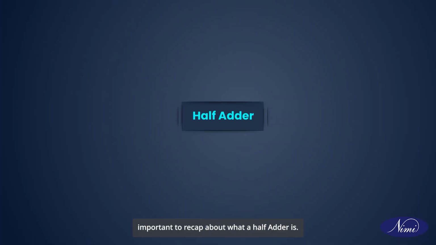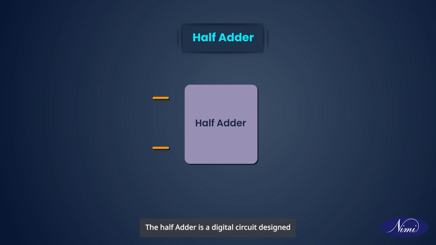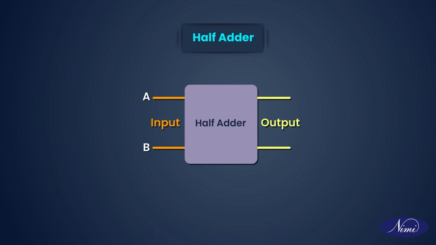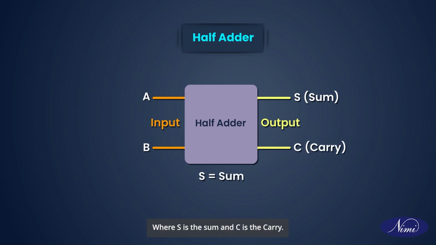It is also important to recap what a half adder is. The half adder is a digital circuit designed for the binary addition of two single-bit numbers. It takes inputs A and B, both single-digit binary numbers, and produces two outputs. Specifically tailored for single-bit binary numbers A and B, the half adder computes two outputs, S and C, where S is the sum and C is the carry.